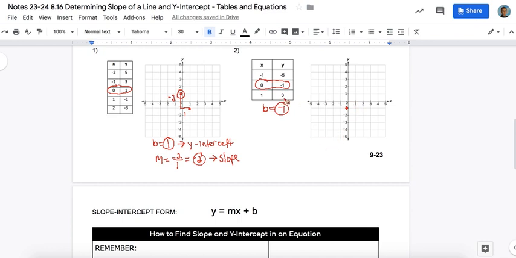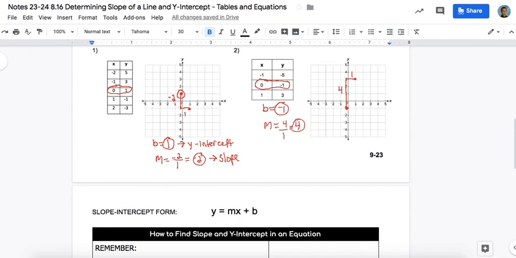And now I'm going to graph the next point, 1, 3. So 1, 3. And I'm going to use those 2 points to find the slope. So rise 4 over 1. So remember, rise 4, run 1, and 4 divided by 1 is 4.